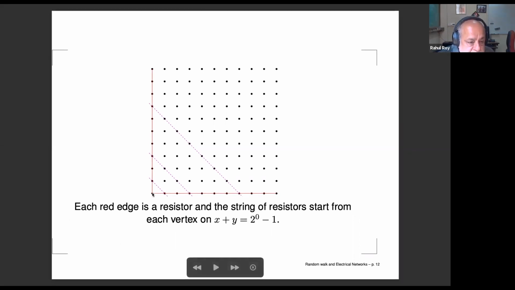Each red edge here is a resistor, and these are all resistors. And now we will start the resistors from each of the vertices on the line x plus y equal to 2 to the power 0 minus 1. In other words, 0. So these are the two lines where I put in the resistors.